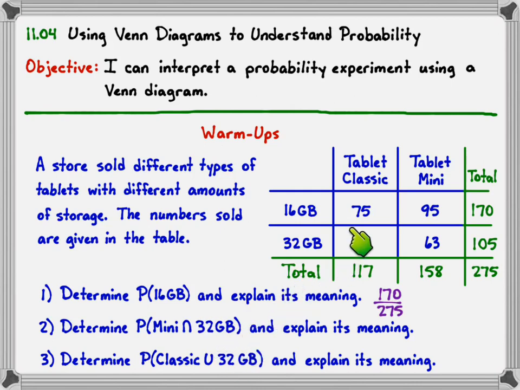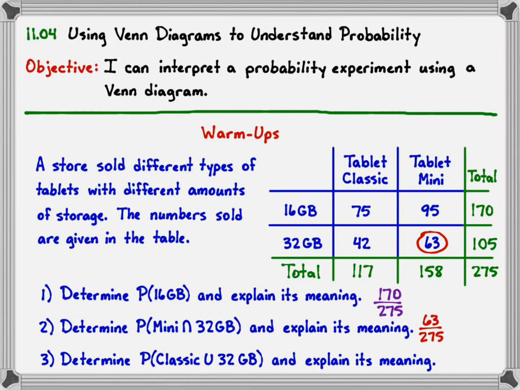So again, going through these pieces, is this a mini and 32? No. Is this a mini and 32? No. It's a mini, but it's not 32. Is this a mini and 32? No. Is this a mini and 32? The answer is yes there. So our probability is 63 out of the total, which is 275.